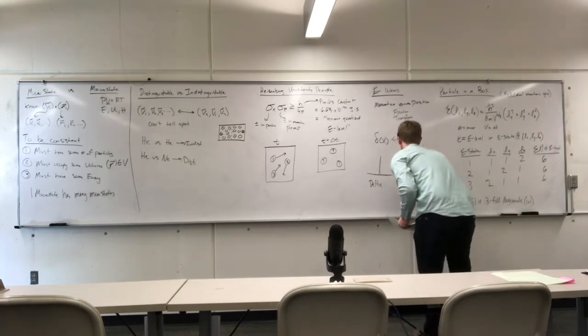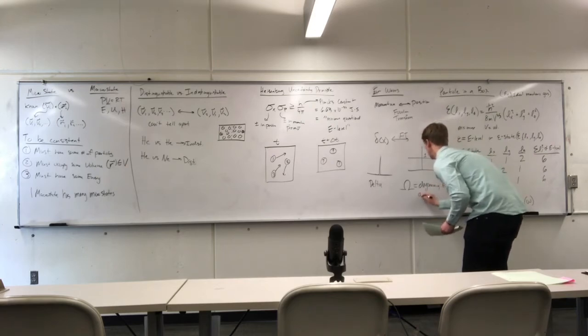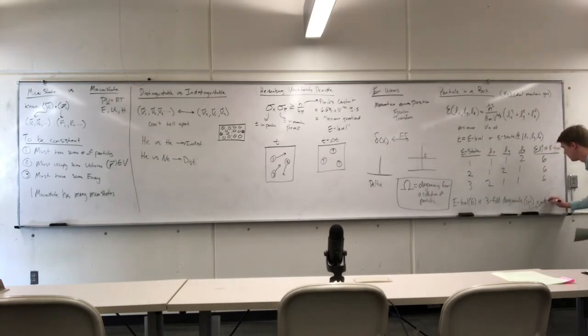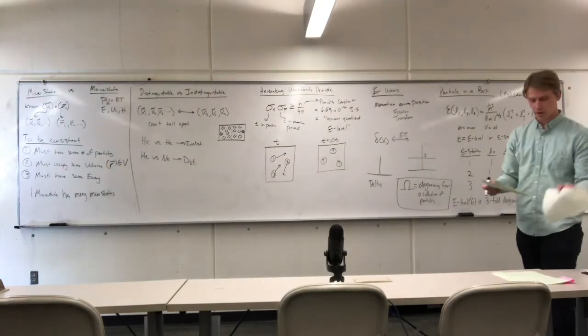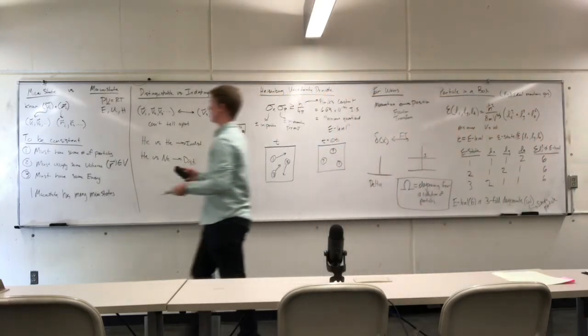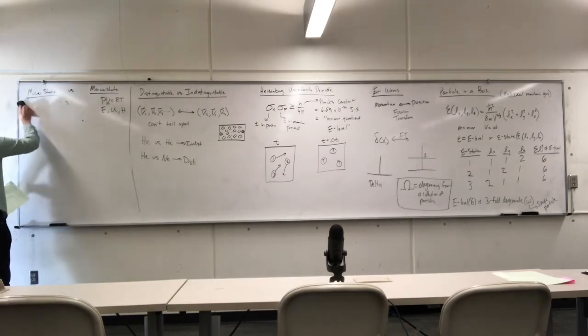Capital omega, lowercase omega is going to be the degeneracy for a single particle. Capital omega is going to be the degeneracy for a collection of particles. So today is more of a definition day, but we'll get into the meat of the calculations very shortly.